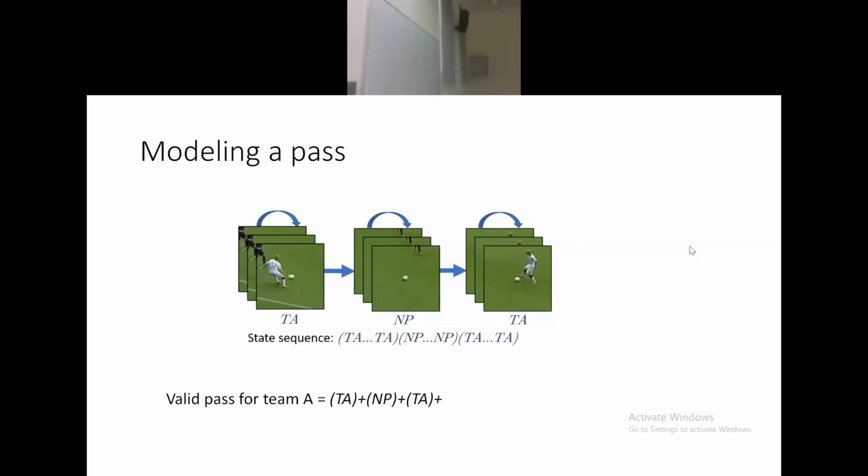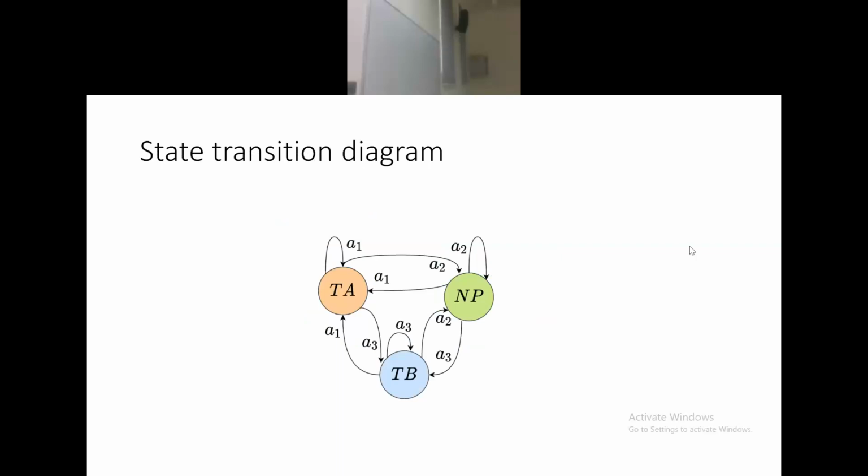So a valid pass we have defined as a kind of state sequence. Let's say we are analyzing team A. The ball is with team A, and after some time the ball is with no one. Let's call it state NP, and then the ball again comes back to the marking condition, TA. So if there is a sequence like TA, NP, TA, then identification of the state sequence actually gives the identification of valid passes. So we can draw a state transition diagram for this.